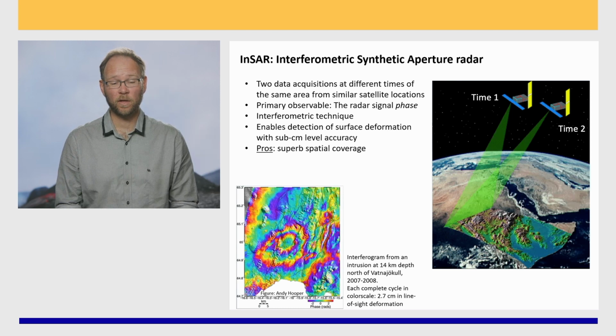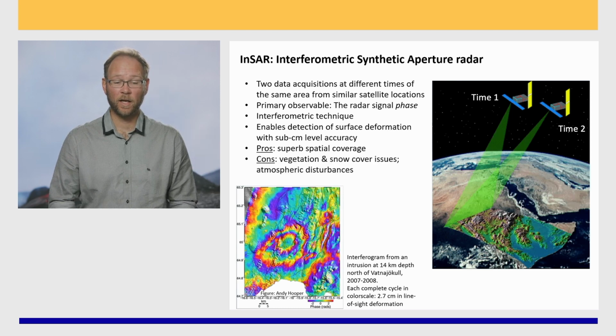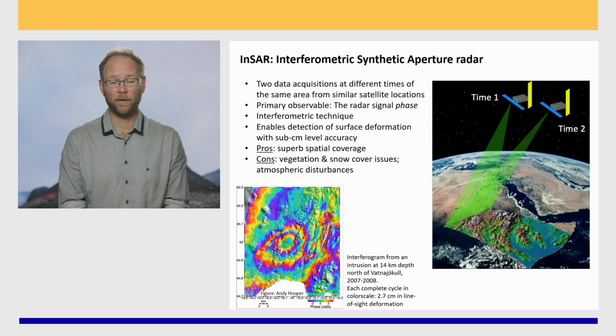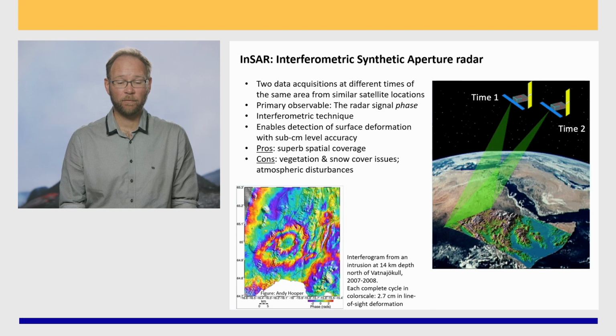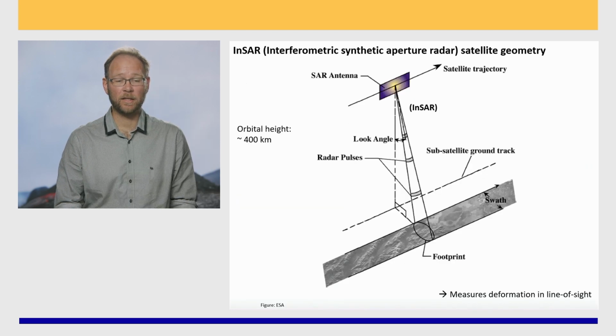This allows us to get very good spatial coverage, but there can be all sorts of problems with vegetation or snow cover, or the reflective points may not be on stable slopes, etc. Here's an example interferogram from an intrusion north of Vatnajökull in Iceland. We will look at some more interferograms like this.